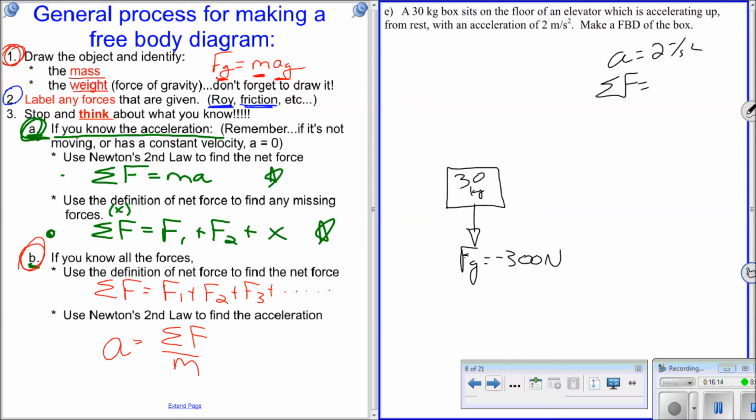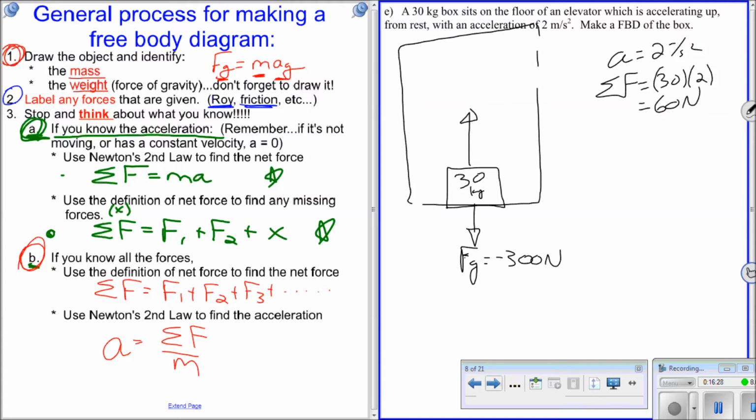So my net force is going to be 30 times 2, or 60 newtons. But what's lifting it this time is the floor of the elevator, right? This thing is sitting in an elevator, and it's the floor of the elevator that's pushing it up. So here's the force from the elevator. But guess what? That's an inanimate surface, so I'm actually not going to call it force of elevator. I'm going to call it normal force, right?